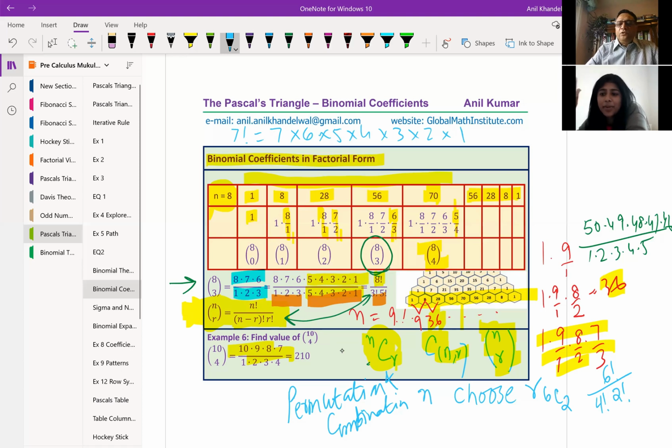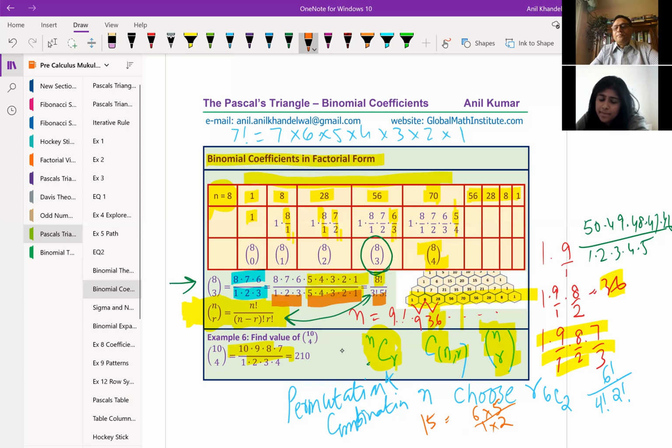The other way of doing 6C2 is to multiply 6 with 7, 2 numbers, and divide by 1 times 2. Why can't it be 6 times 5? Oh, I'm sorry, you're right. It has to be 6 times 5, and then 1 times 2. So 30 over 2 is 15.